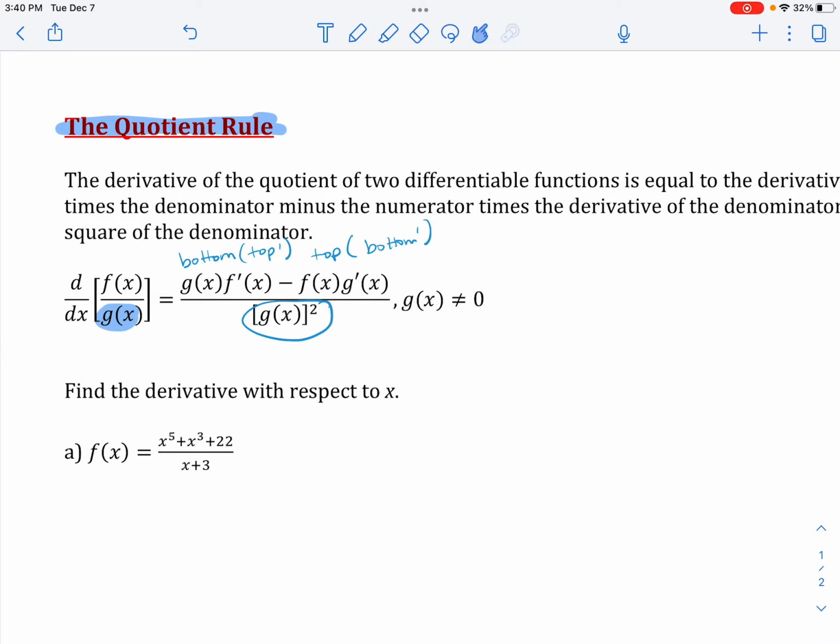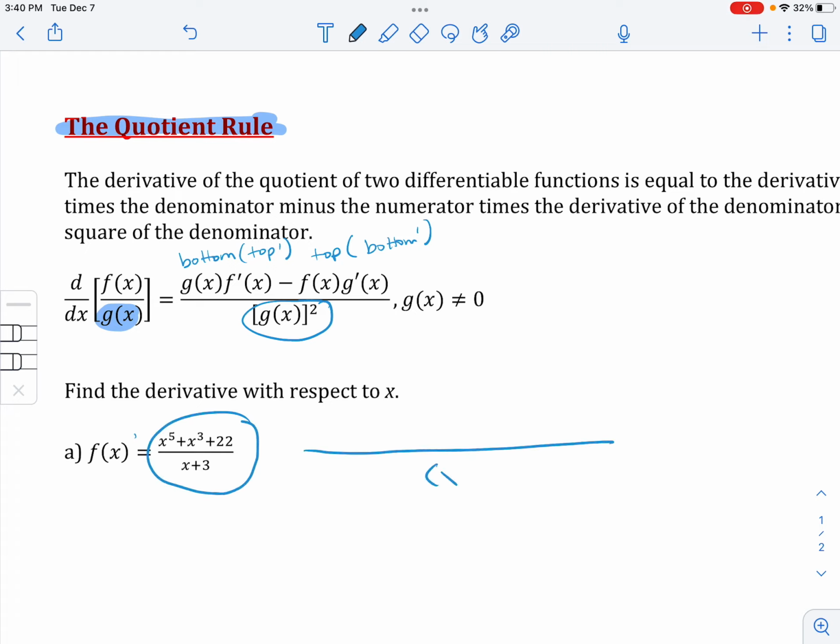Okay, so the bottom is going to stay the exact same, but it's going to be squared. So to find the derivative of this entire thing, we're going to take the bottom function, keep it exactly the same, but square it. Ta-da, look, halfway done. Okay, and then I just remember bottom top derivative. Bottom. The bottom has x plus 3 in it, so I'm keeping it the same. Bottom, then the derivative of the top.